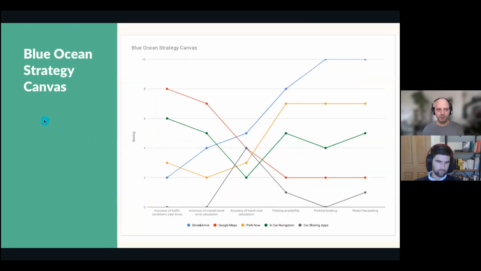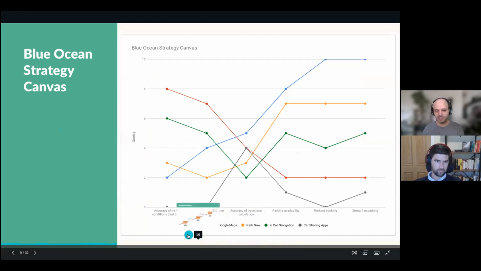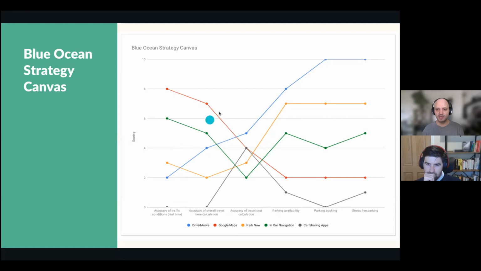Using what is called a blue ocean strategy canvas, I gathered some possible competitors, some more direct than others, but the idea here is to gather some features or some things that some of these competitors do, and give them a score, and from here find possible opportunities that I would be able to improve on. And so I would really focus on some of these solutions.